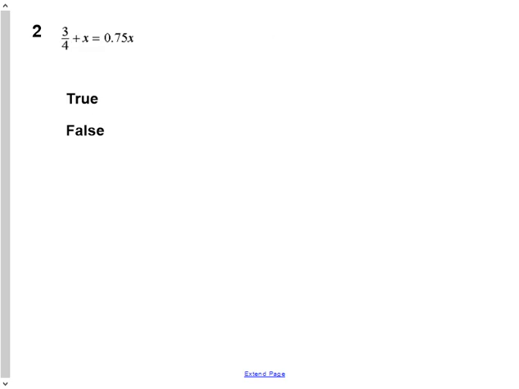The second question, 3/4 plus x is the same thing as 0.75x. The answer is false because 3/4 multiplied by x is not the same thing as taking 3/4 and adding it to x.